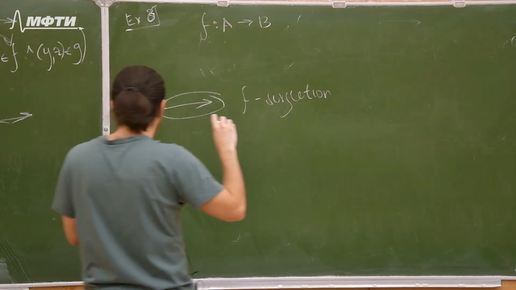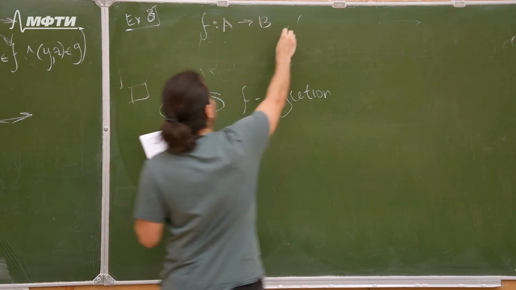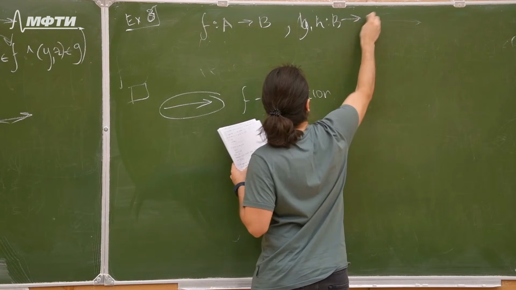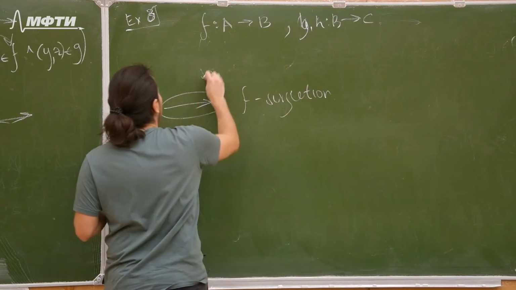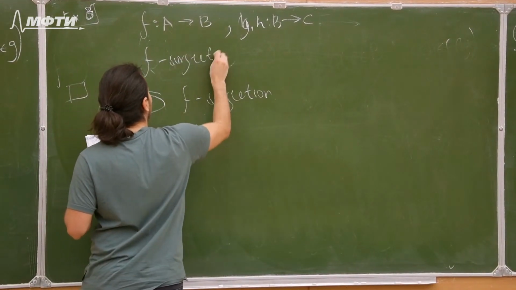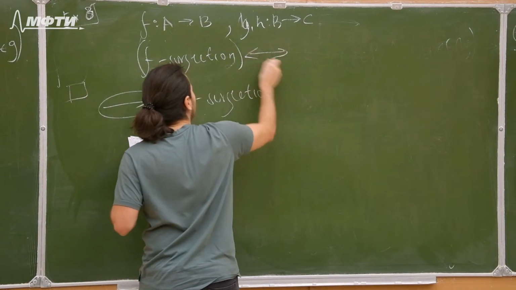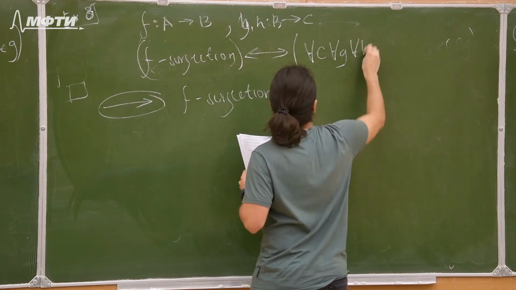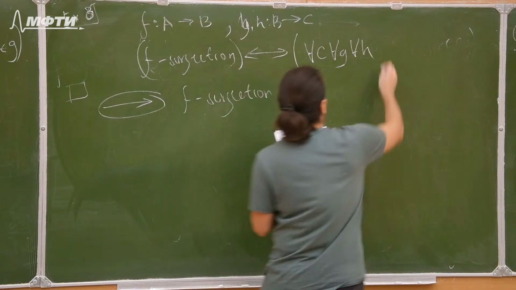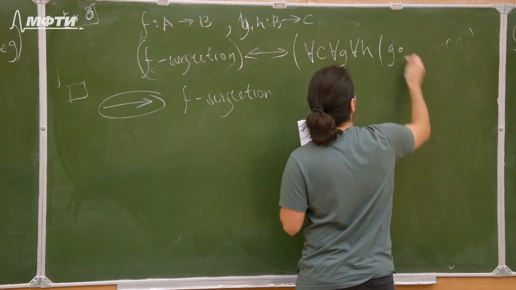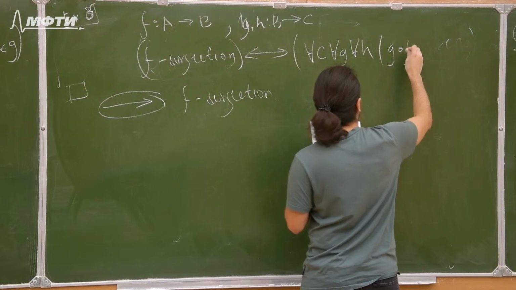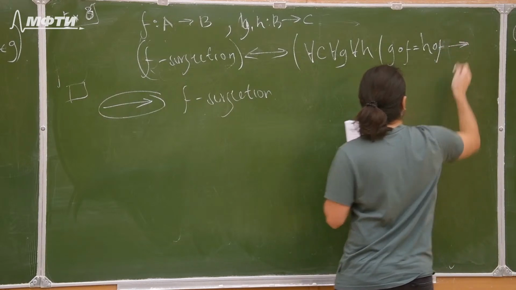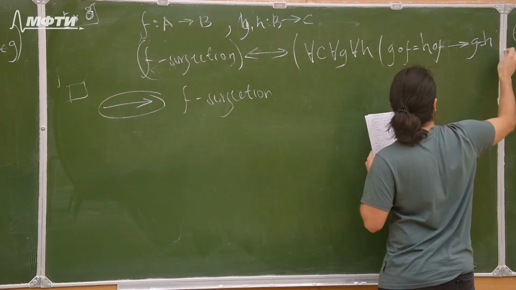The implication is the following. If I have that f is a function from A to B, and G and H are functions from B to C, then we have that f is a surjection if and only if, for every C and for every G and for every H, from the composition G F being equal to the composition H F, it follows that G is equal to H. Now it's correct. Okay.